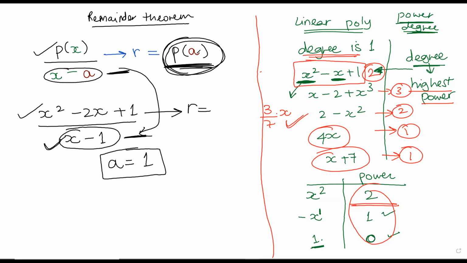P of A. What is P? It is a polynomial. So remainder is going to be P of 1. Why 1? Because our A is 1 over here, right? So what does P of 1 mean? Any idea, anyone? You could be right, you could be wrong. It's totally fine. Just unmute and answer.